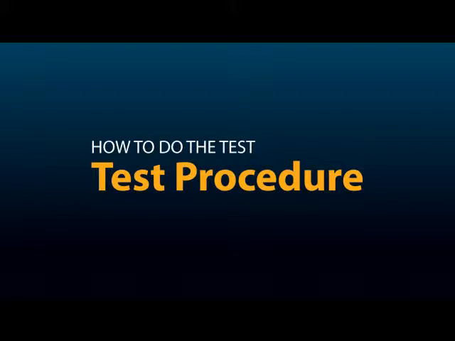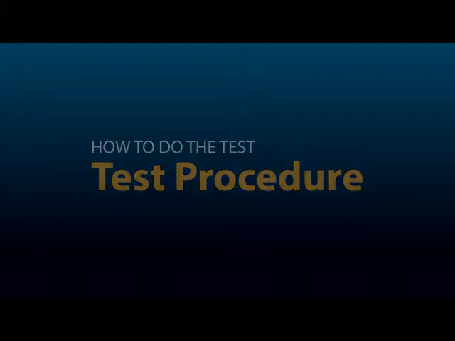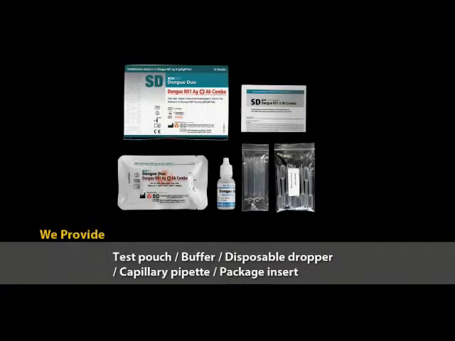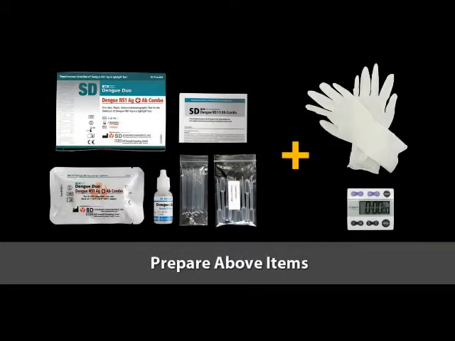SD Bioline Dengue Duo Rapid Test is easy to use. The materials included in the kit are test pouch, buffer, disposable dropper, capillary pipette, package insert. These materials should be prepared before starting the test.